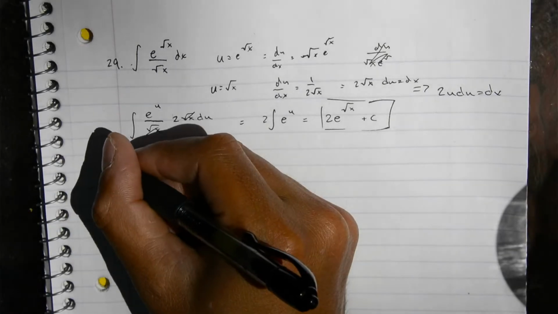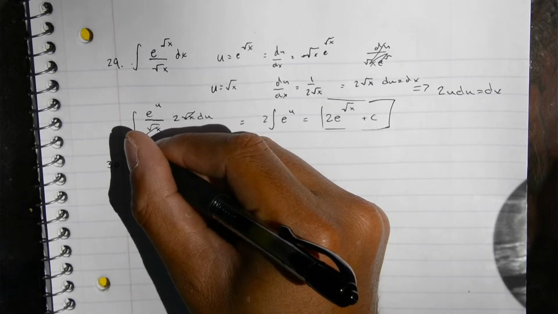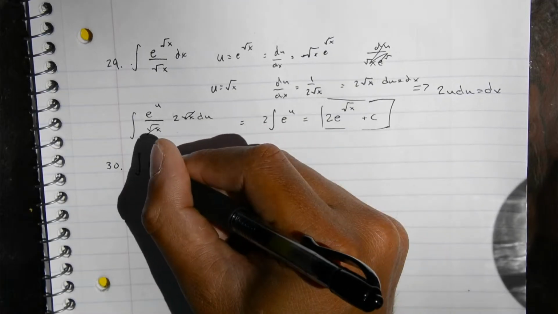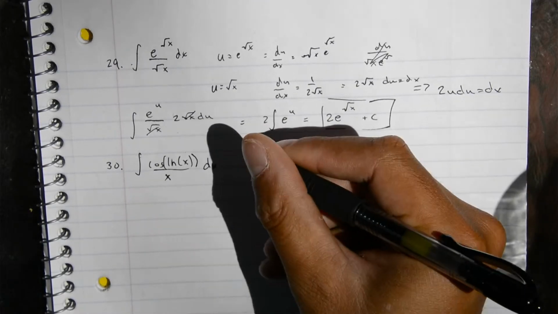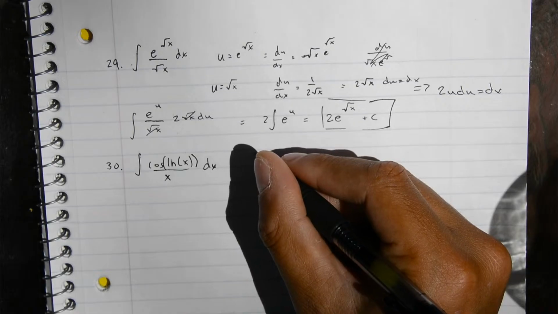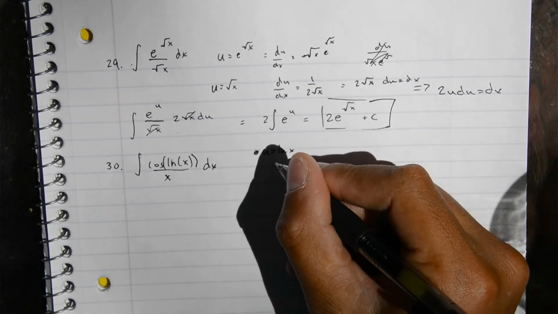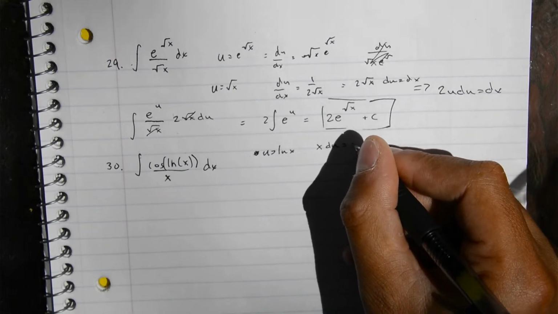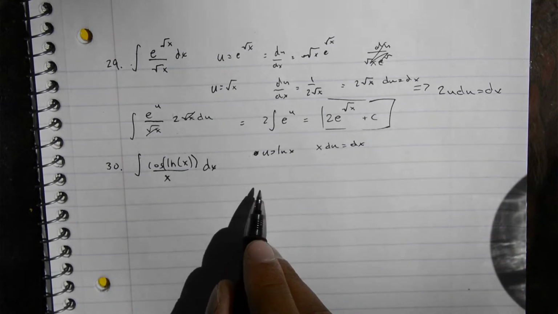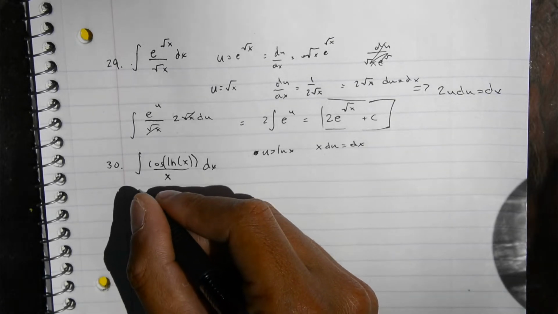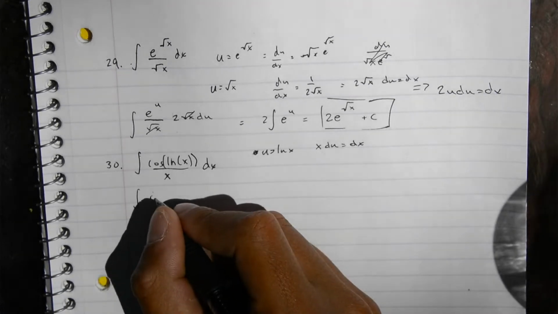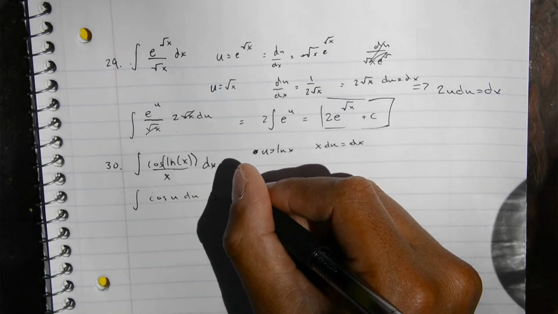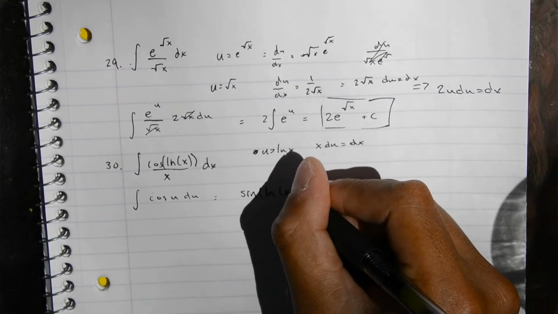All right, but let's just do one more. This is the integral of cos of ln of x over x dx. So if we let u equal ln x, then we get x du equals dx. Then it just becomes the integral of cos u du, which equals sine of ln of x.